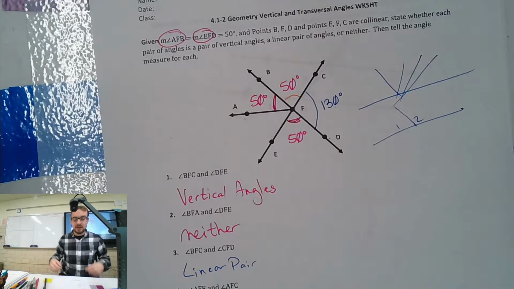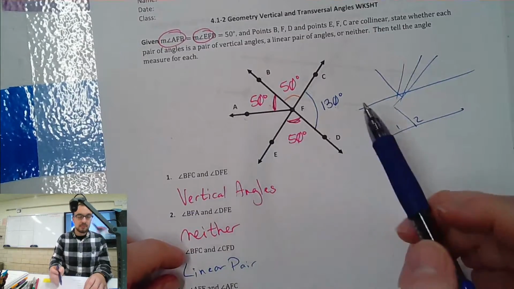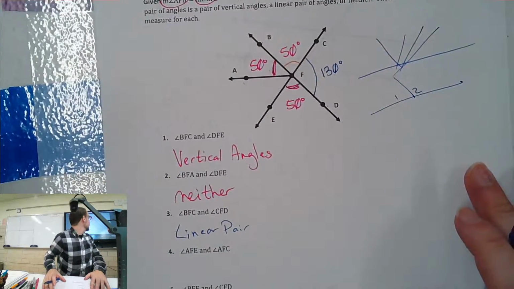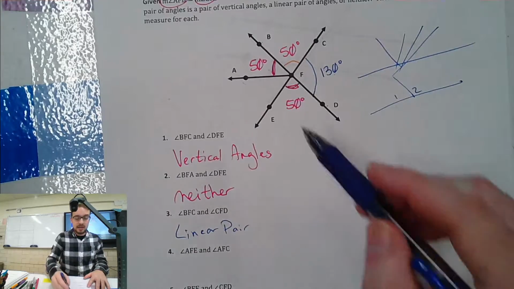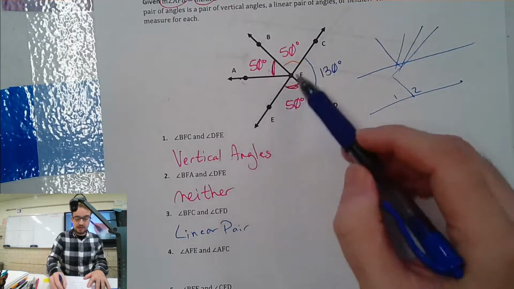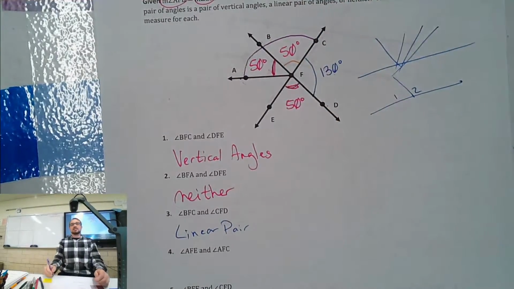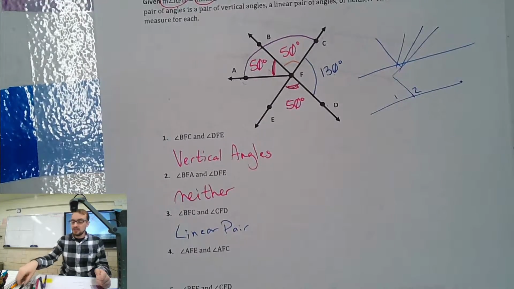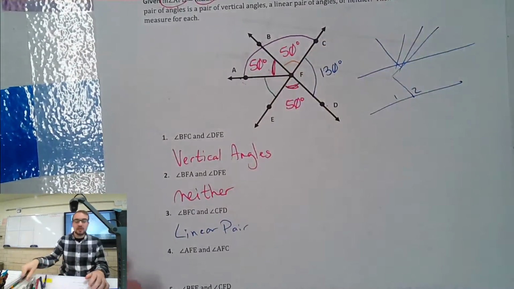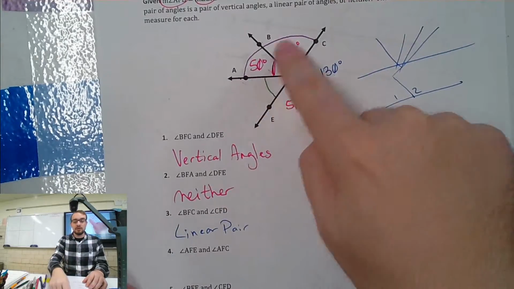Then it says AFE and AFC. Linear pair, AFE and AFC. Macy, you're being so brave today. So AFC is that purple angle, the big one, right? Are they a linear pair? Macy says yes. Are the purple and the green angle a linear pair? Yeah, they are. They're two angles that make up an entire line. The big one here, the small one there.